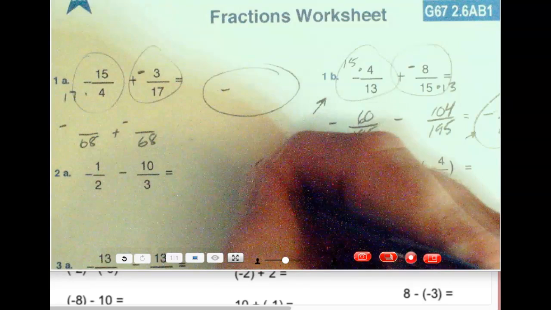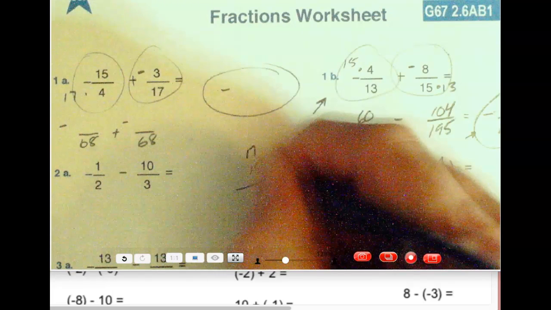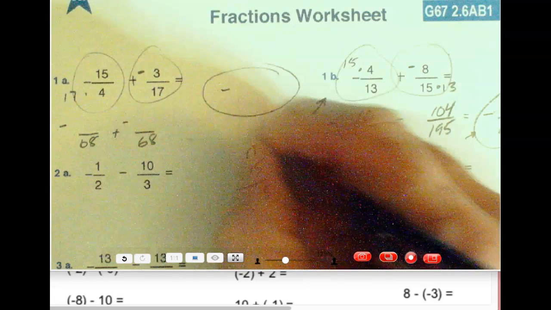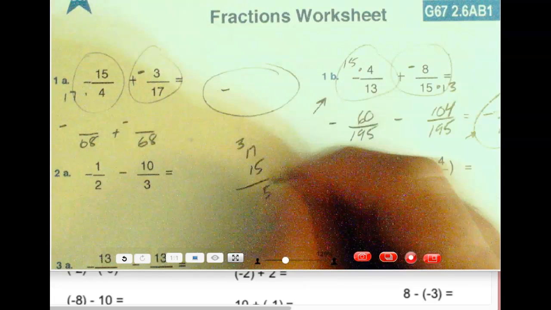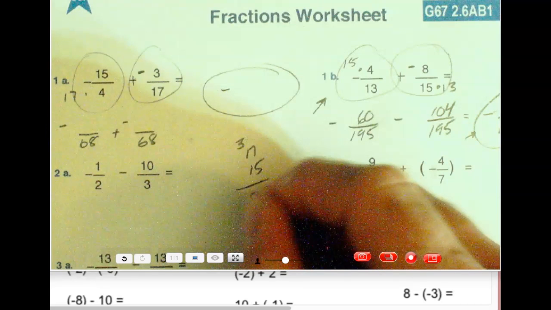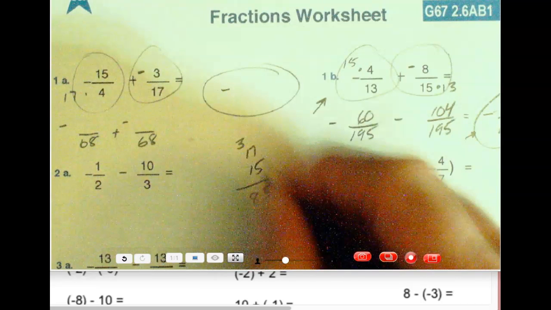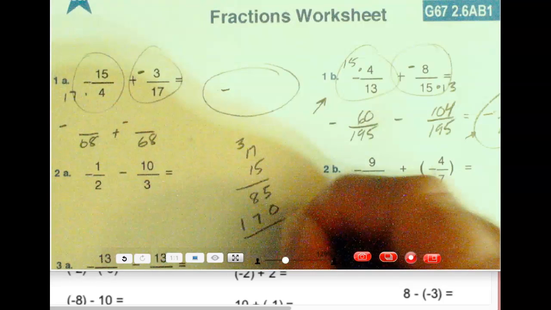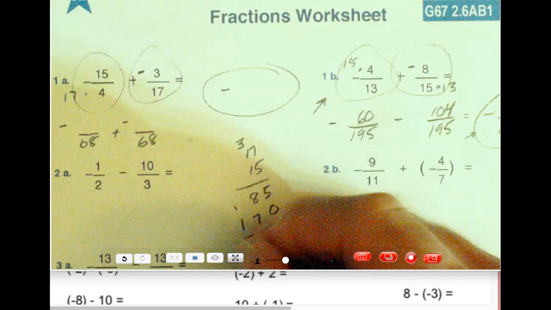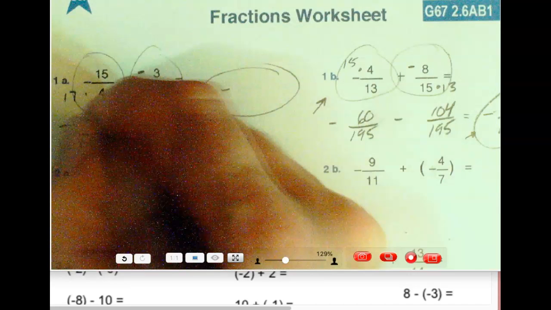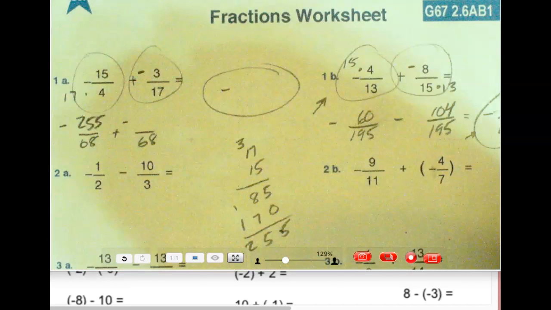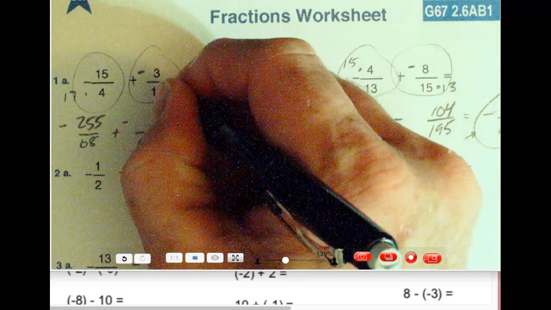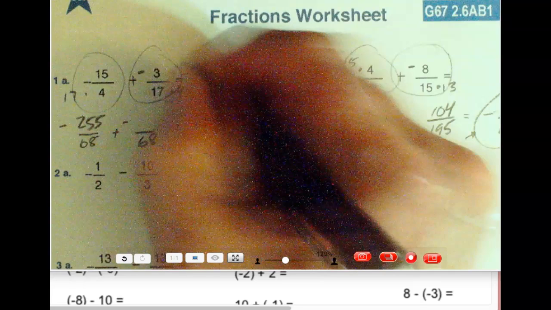15 times 17. 5 times 7 is 35. Here's the 5. Here's the 30. 5 times 1 is 5, plus 3 is 8, so 85. 0 down. 1 times 7 is 7. 1 times 1 is 1. So this is 15 times 17, 255. So this is really 255 sixty-eighths. And if I took this one times 4, I would also get to 68.